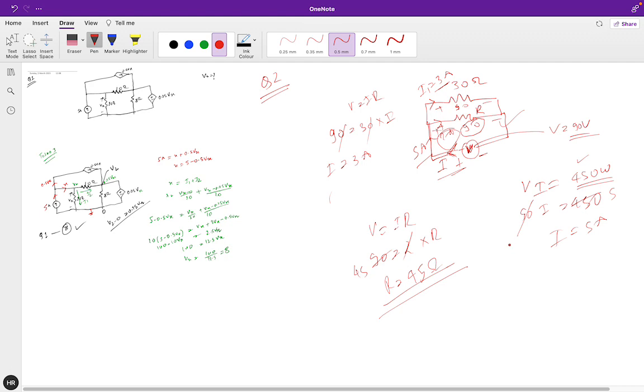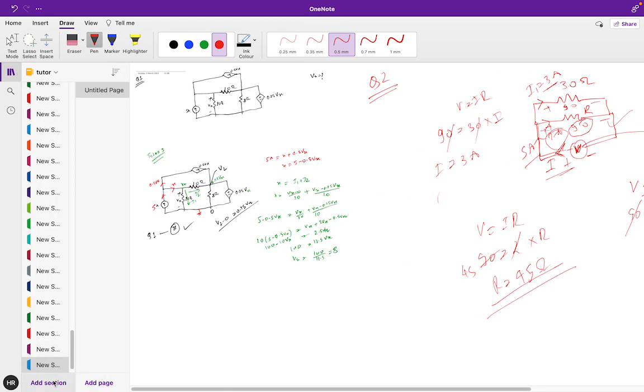Anyone having any doubt in this, or can we proceed to the next question? Prasanna, is it clear? Yeah. Okay. Anis, clear or any doubt? Yes, sir, clear. Okay.